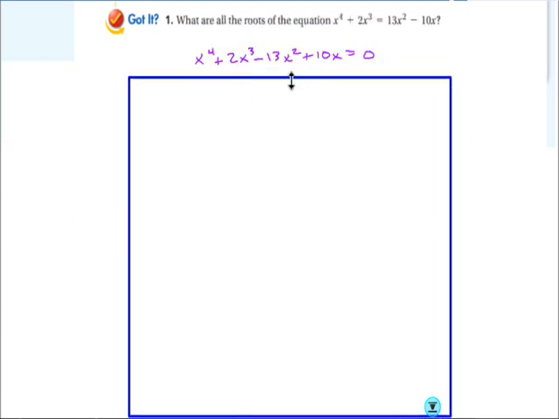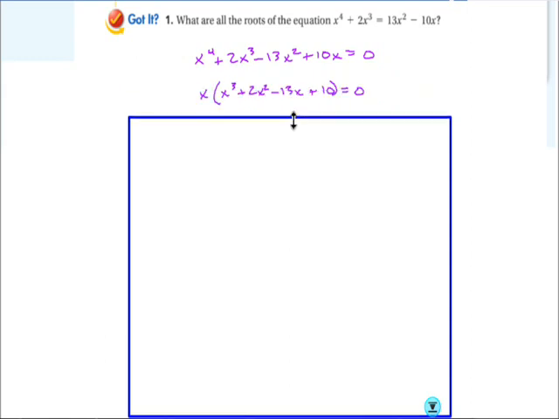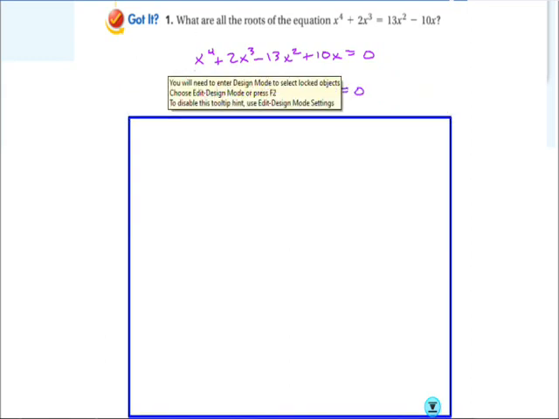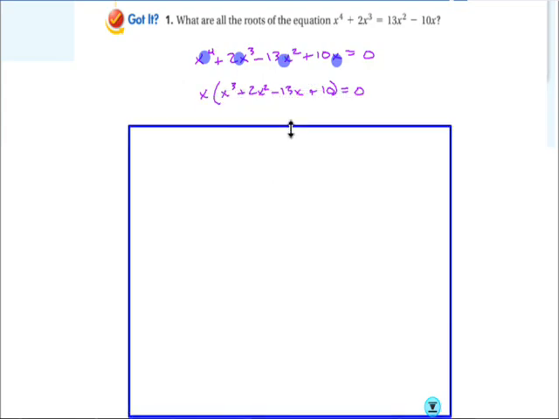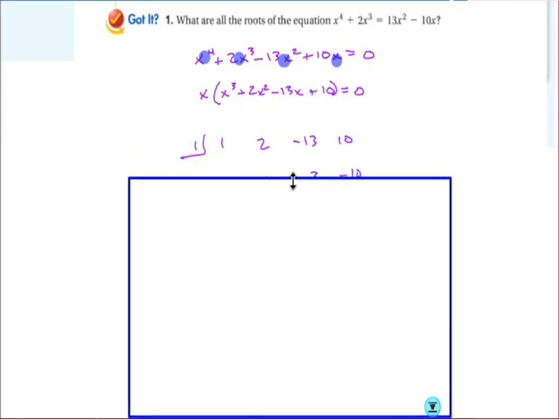So first, we're going to get everything on one side, so we're going to set it equal to 0. That's not too hard. If you want to pause the video and try and work on this on your own and then catch up to me, that's fine. Then I noticed that there's an x on each term, right? So I noticed that I have an x here, obviously, here, and on the last term. So I factored out an x. So now I have this trinomial.